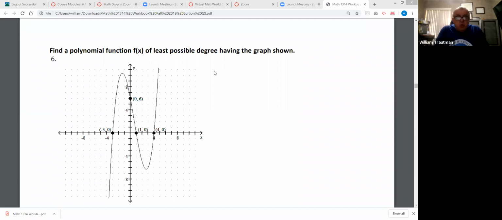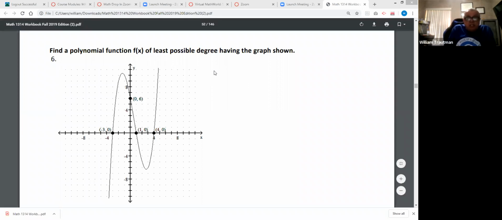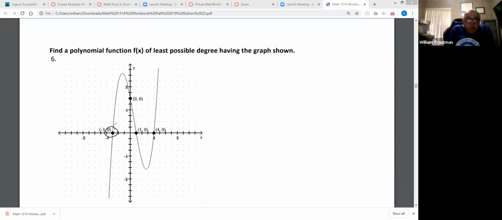So find a polynomial of this function. We're working backwards from what we just did. I have one of the zeros at negative 3. So x plus 3 is a factor, right? If I say one of the zeros is x equals negative 3.